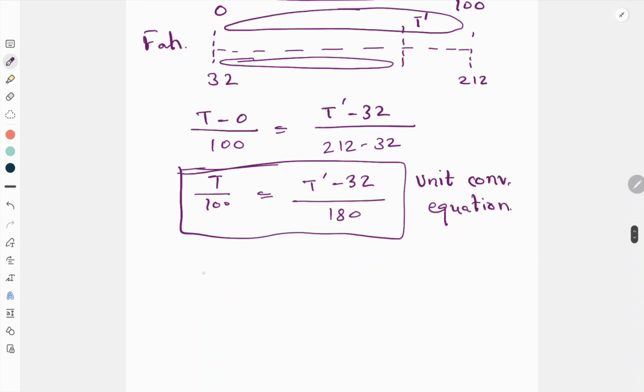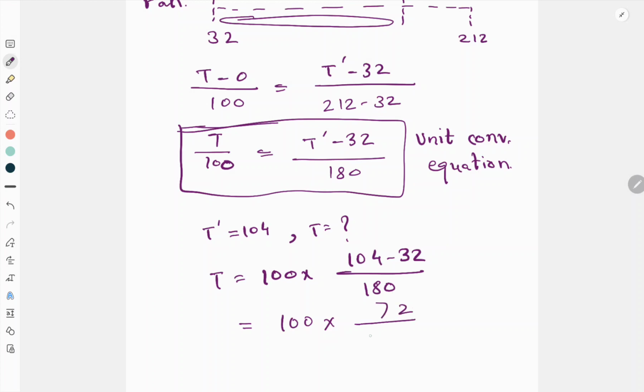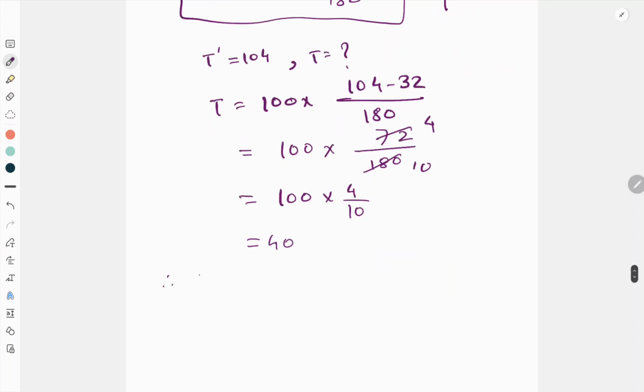So in our example, what is given to us? We know that this T prime is 104 and we are asked what is T. So let's go through the math here. This is 100, not 10 degrees. So T is equal to 100 times 104 minus 32 divided by 180. 104 minus 32 is 72, so 72 divided by 180. These are both divisible by 18: 18 times 4 is 72, 18 times 10 is 180. So this is 100 times 4 divided by 10, which is 40. Therefore 104 degrees Fahrenheit is equal to 40 degrees Celsius.